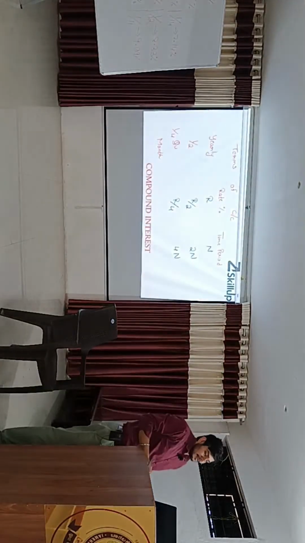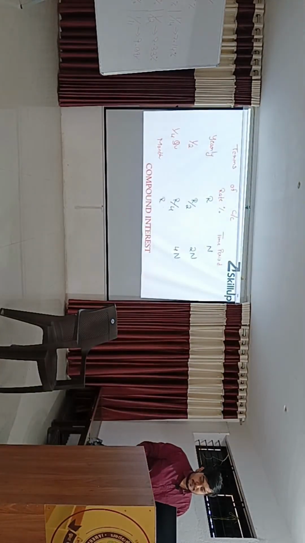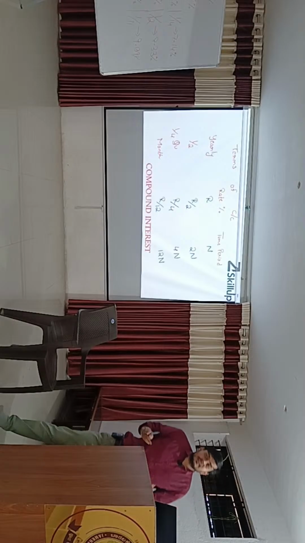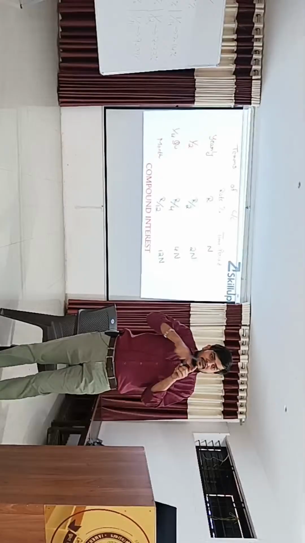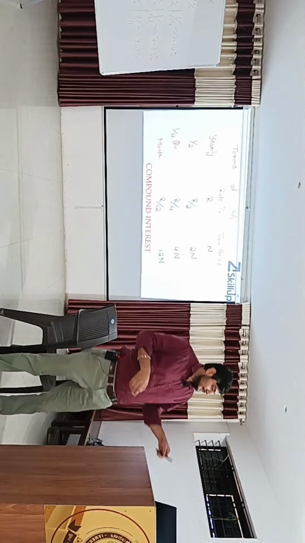Then monthly calculation: what do we do? R by 12, and time period will be 12N. Because every month it will be calculated. The cycle will be for 12 months.